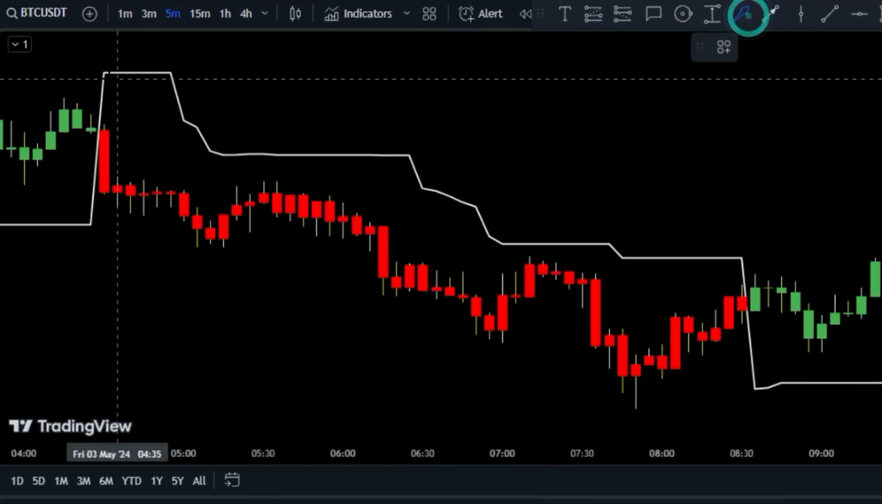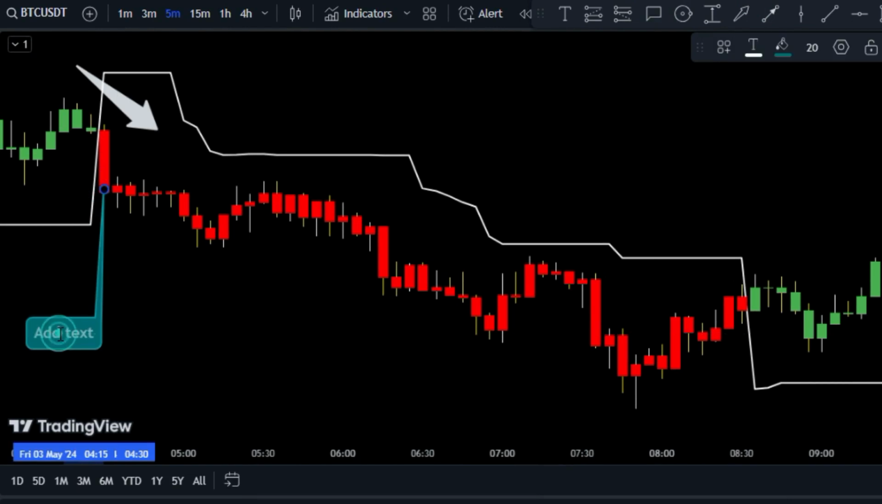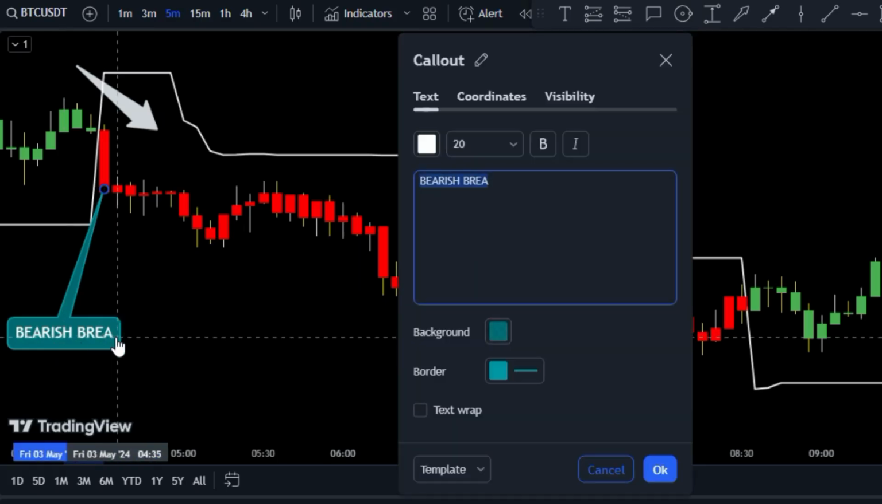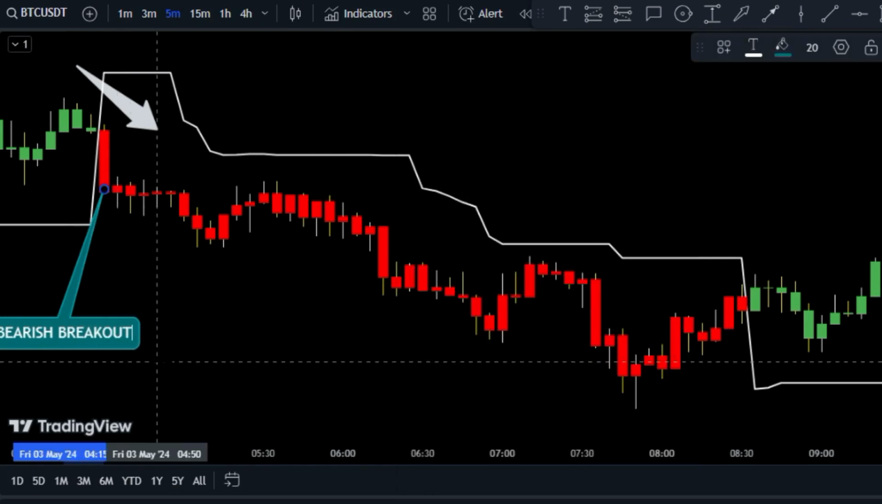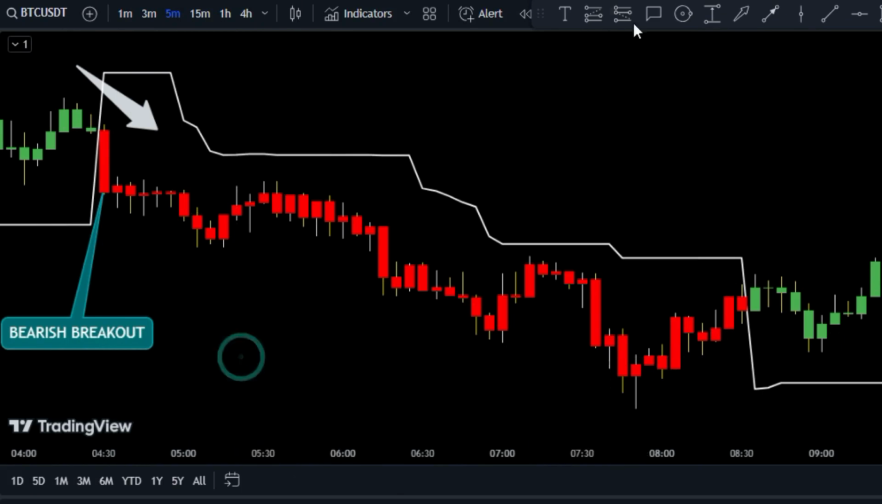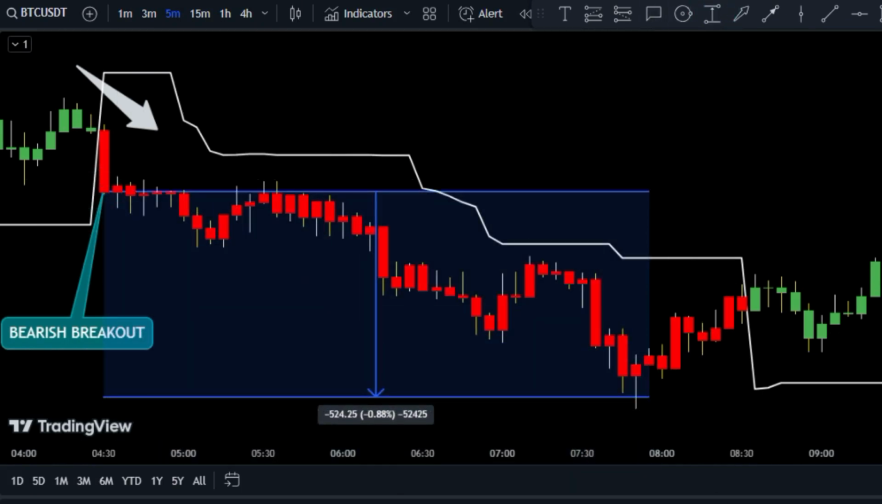Now, for sell signals, it's just the opposite. When the price breaks through the line from top to bottom, as we call it bearish breakout, the candles will turn red. That's your signal to consider a sell order. Pretty cool, right? With the Trend Trader Strategy, reading charts is as simple as spotting green and red candles.